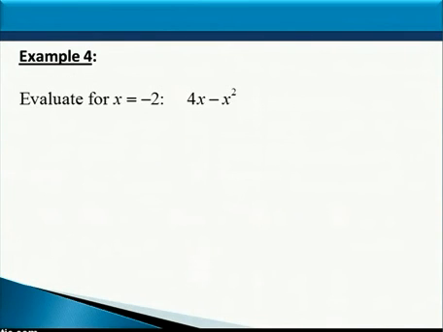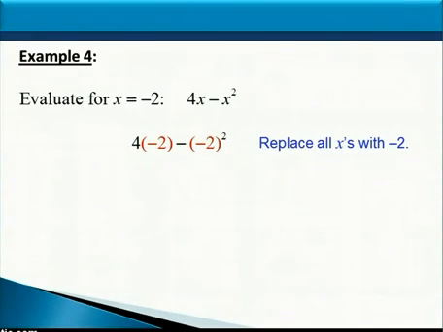Now let's look at an example where we're going to evaluate an expression for a particular value of x. Now we've done some of these in the past, but we haven't done any yet this term that involve negative integers and exponents. So remember, the first step for evaluating an expression for a particular value of x is to replace all of those variables with that number. So we're going to replace all the x's with negative 2. Now, it's a really good idea to make sure that you include parentheses whenever you're replacing a variable with a number. This will ensure that you are following the correct order of operations.